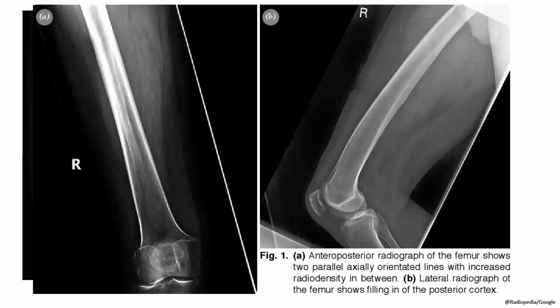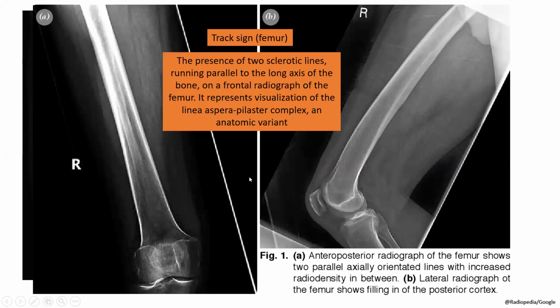What is this sign? This is track sign in femur, which is a normal appearance. So this is AP and this is lateral view of femur. And you can see this abnormal radiodensity. So this is a normal appearance. This is not something which is abnormal. And it is because of two sclerotic lines which run parallel along the long axis of bone. And it represents normal linea aspera pilaster complex, and it is an anatomical variant and it's not abnormal. So this is track sign of femur.